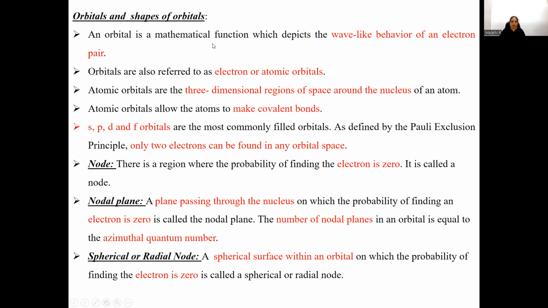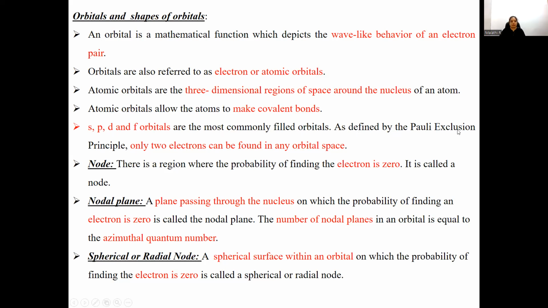An orbital is a mathematical function which depicts the wave-like behavior of an electron pair. Orbitals are also referred to as electron orbitals or atomic orbitals. Atomic orbitals are the three-dimensional structure or the region of space around the nucleus of an atom. The atomic orbitals allow atoms to make covalent bonds. S, P, D, and F orbitals are the most commonly filled orbitals.